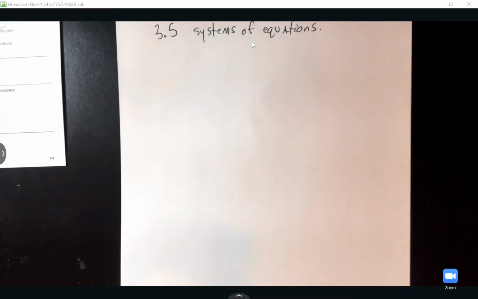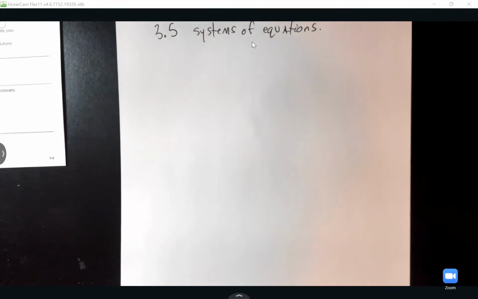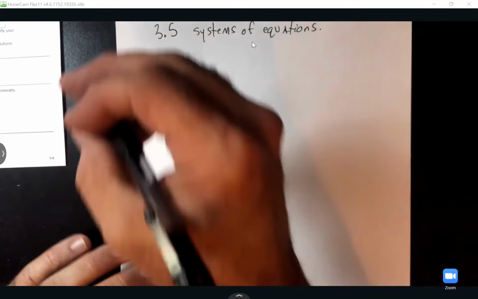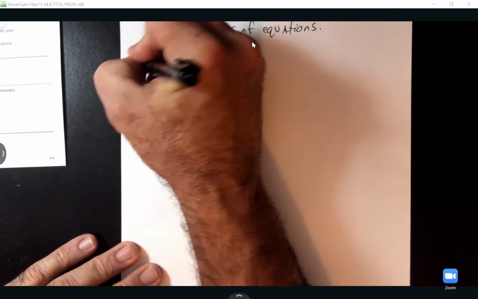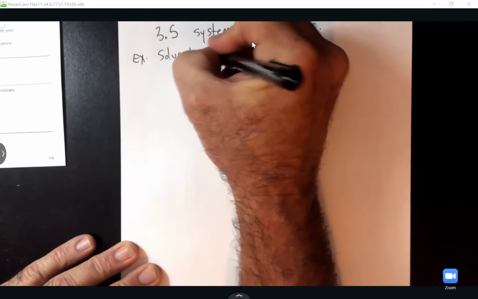So what I'm going to do is I'm going to start out with a 2-variable system of equations, and then we'll work our way into the 3-variable equations. So we're going to sort of start out small and get big. So I'm going to show you an example. They want me to solve by elimination.